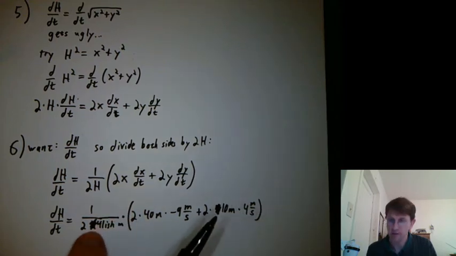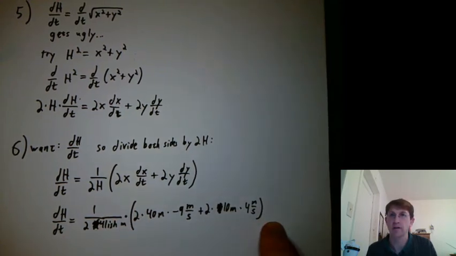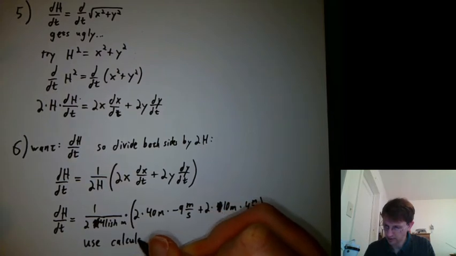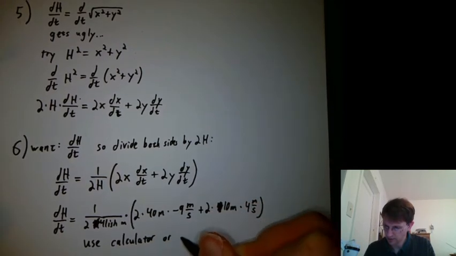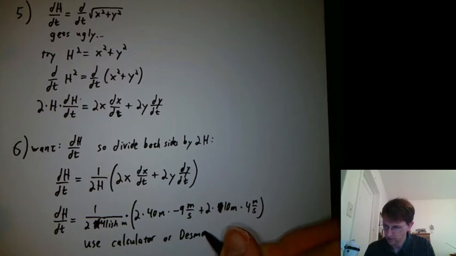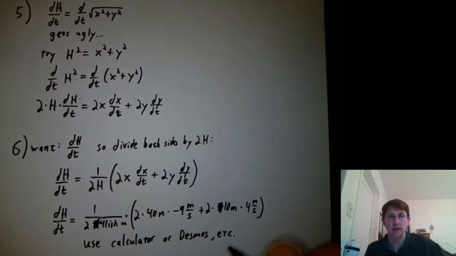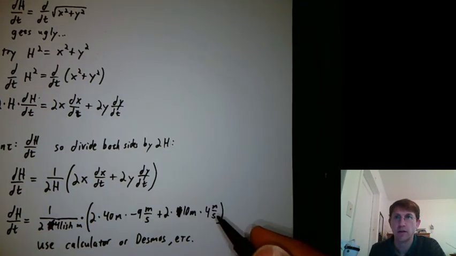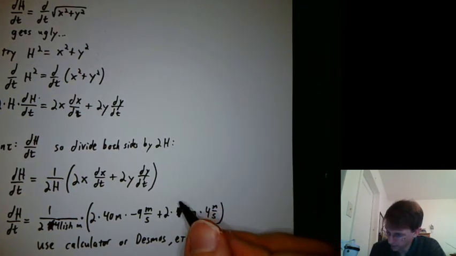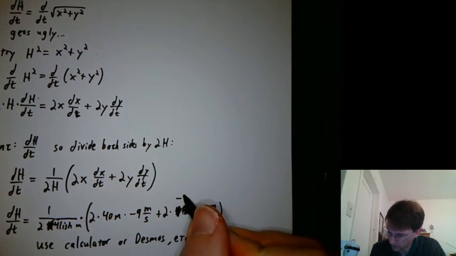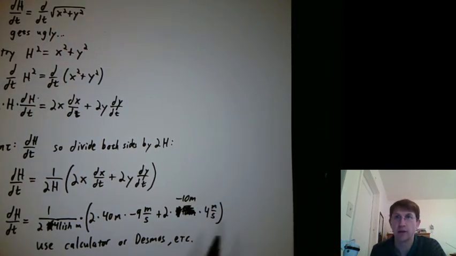Now I strongly suggest you not do arithmetic by hand on this. Just type this whole expression into a calculator all at once, or Desmos or something. So we'll say use calculator or Desmos. So let's go do that and see what we get. Actually, before we do that, I discovered a minor error here. This 10 should actually be minus 10. That would make a difference, huh?